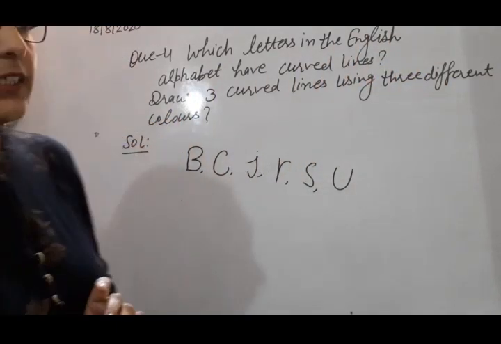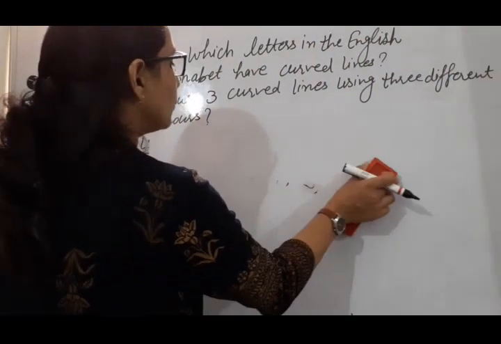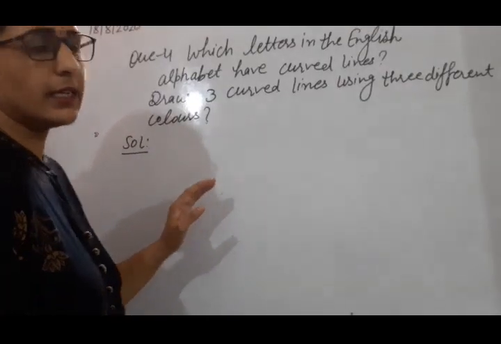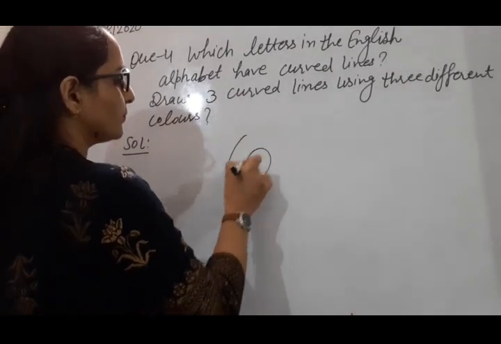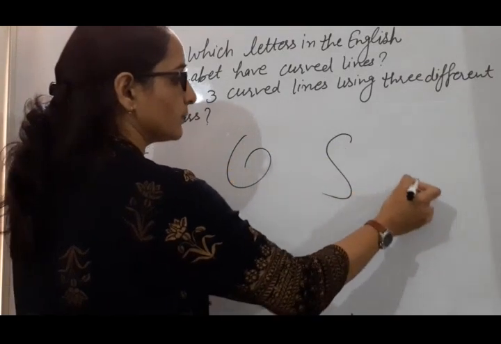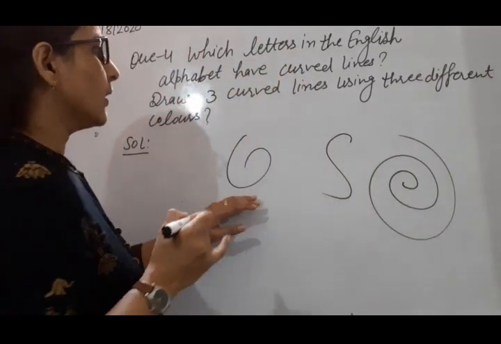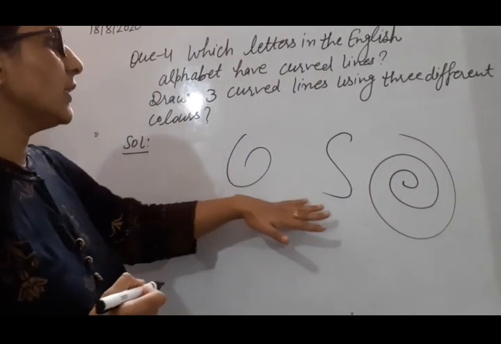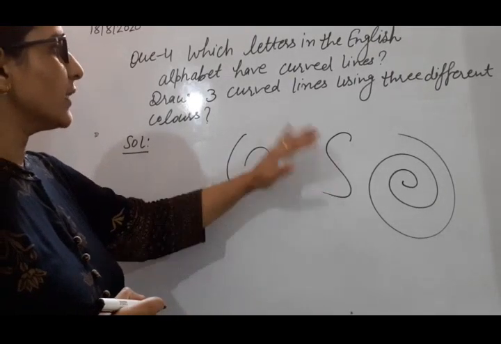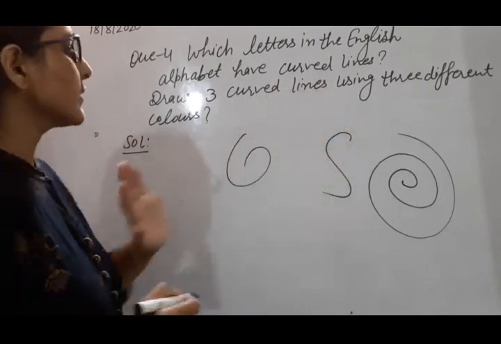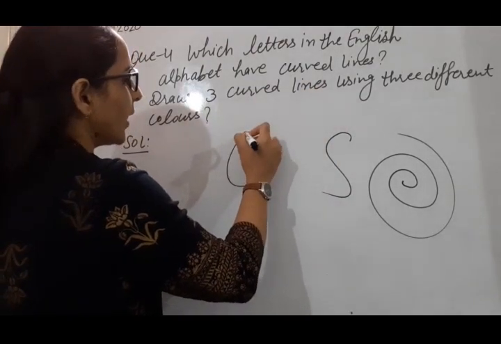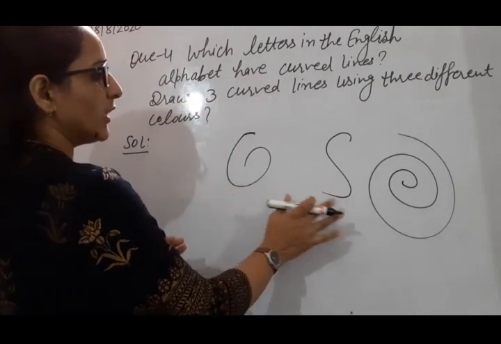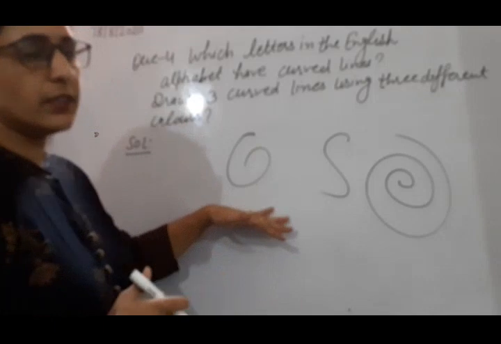Clear? Now draw 3 curved lines using 3 different colors. You use any 3 different colors to draw the curved line. You know what is the curved line? The zigzag lines. Clear? Which are curved like that, S. These are the curved lines. By using 3 different colors, you draw these different figures. You know what is the curved line? The curved line, the zigzag line, which is moving, curved, mudi hui, ghumi hui, you can say. So using 3 different colors draw these 3 different figures here.